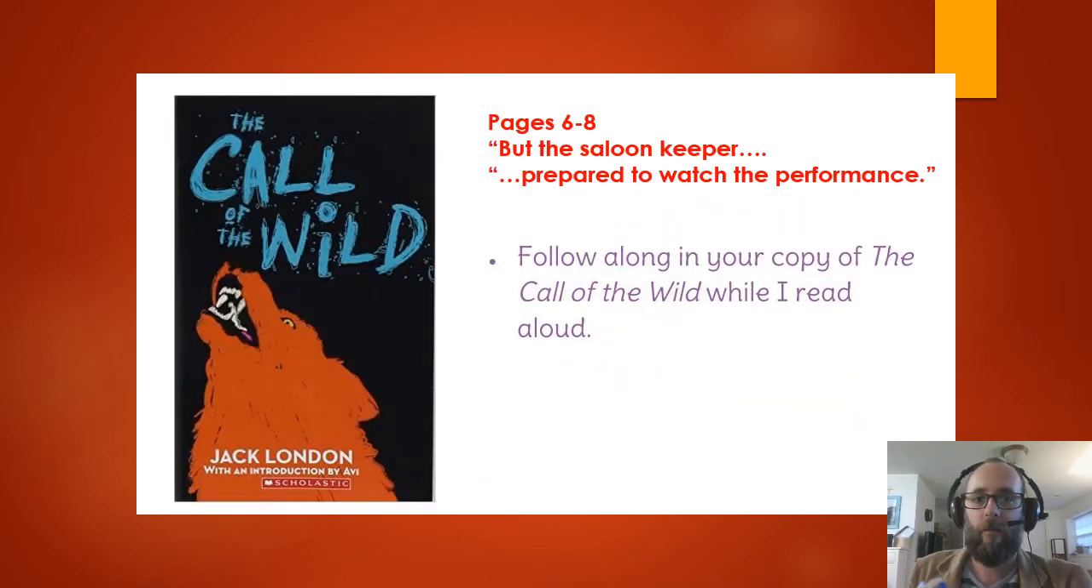Okay, so we're going to start on page 6. If you want to go ahead and turn in Call of the Wild to page 6, where we left off last time, it's about halfway down the page. It's the paragraph that starts, "But the saloon keeper let him alone." So I'm going to continue reading. Make sure you're there. If you're not there yet, pause the video and come back to me. Okay, so we're going to read pages 6 to 8.